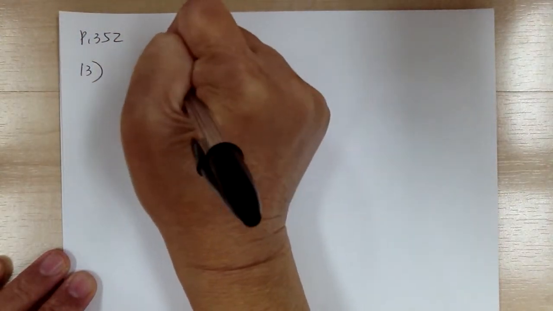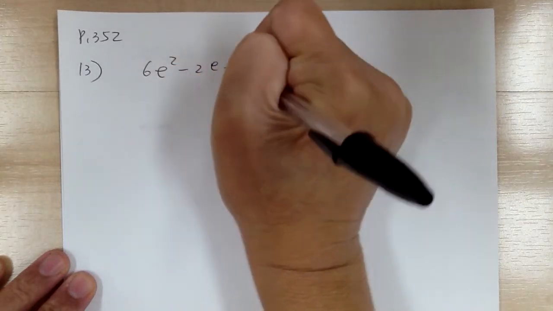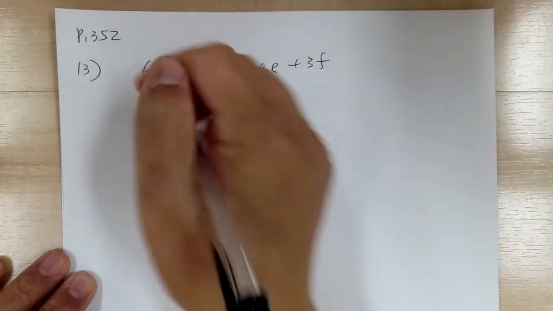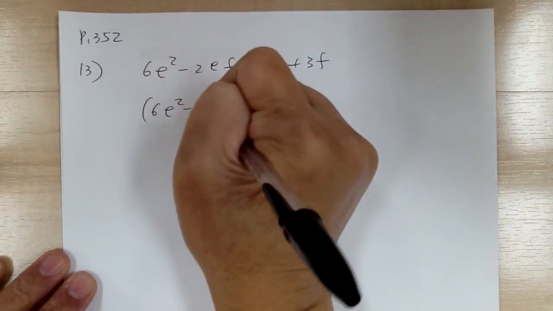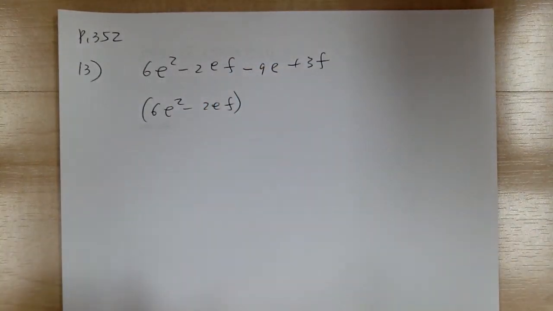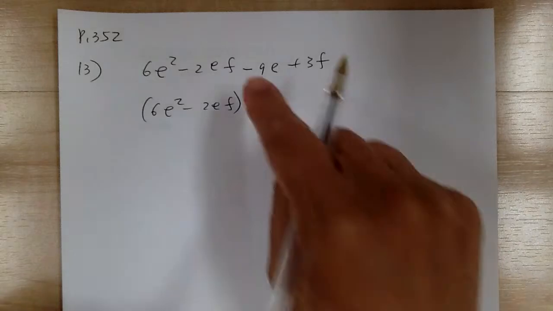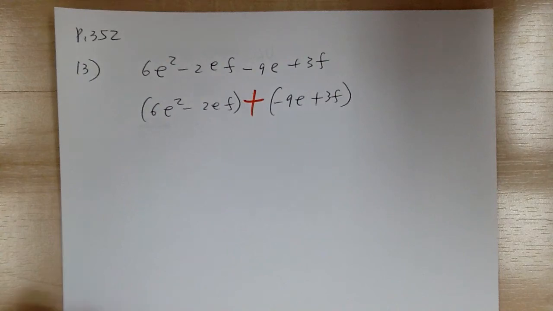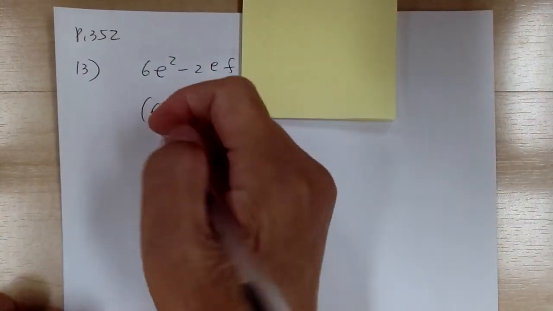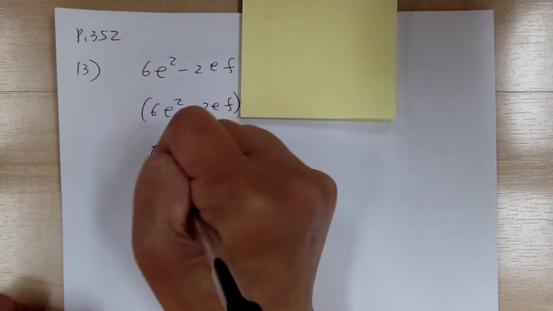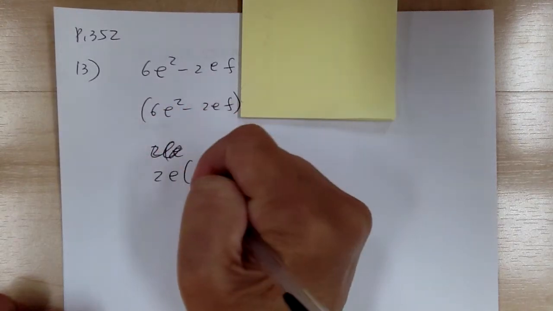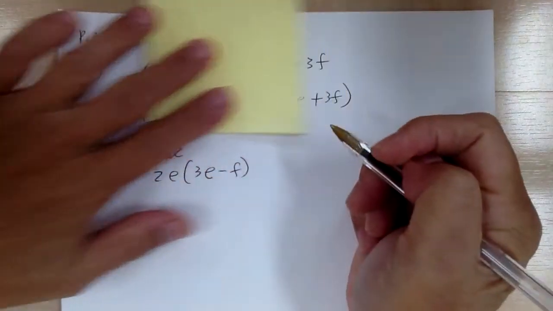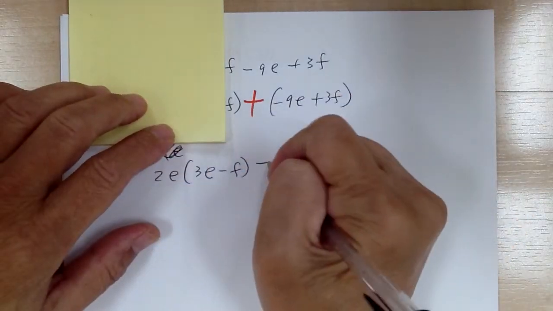You got 6e squared minus 2ef minus 9e plus 3f. Okay, so again, four terms, so let's do the grouping. Again, you always put a plus between the groups. Okay, and the sign always goes with the term. Okay, so now let's do the factoring. So the first half, you can factor out the 2 and the e, 2e, so it'd be 3e minus f. Double check 6e, yeah. Okay, this one, that's a negative, so you have to factor the negative.